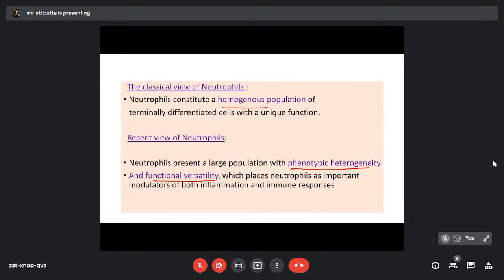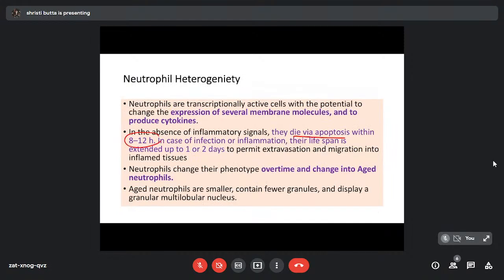Neutrophil heterogeneity. Neutrophils are transcriptionally active cells with the potential to change the expression of several membrane molecules and to produce cytokines. In the absence of any inflammatory signals, they usually die by apoptosis within 8 to 12 hours. However, in cases of infection and inflammation, the period of their lifespan extends up to 1 to 2 days. Neutrophils change their phenotype over time, and that is referred to as aged neutrophils. Aged neutrophils are smaller, have fewer granules, and a hypersegmented multilobular nucleus.